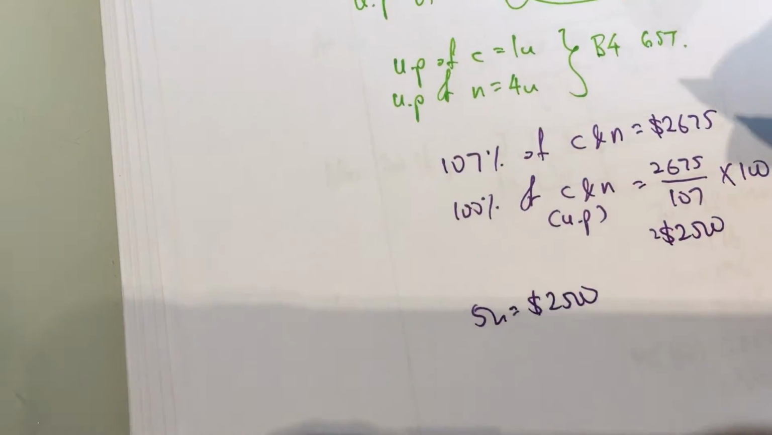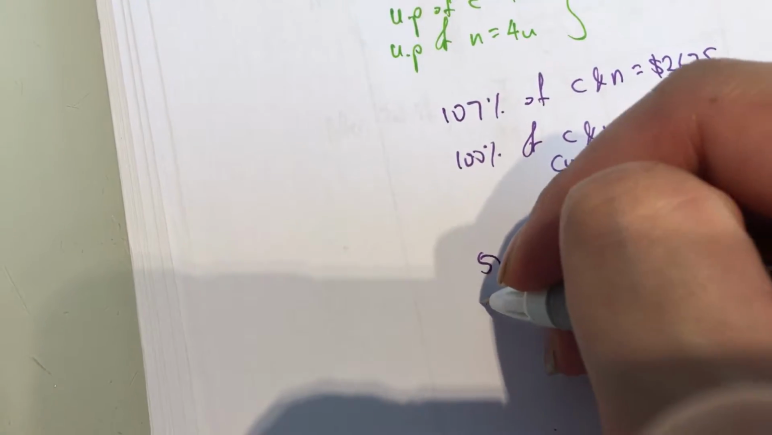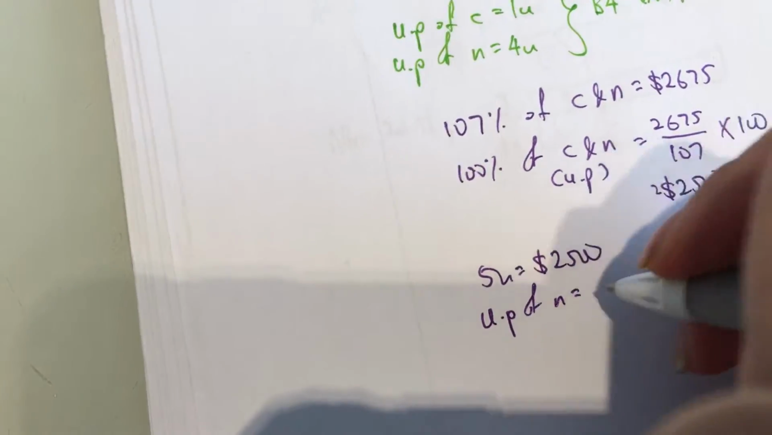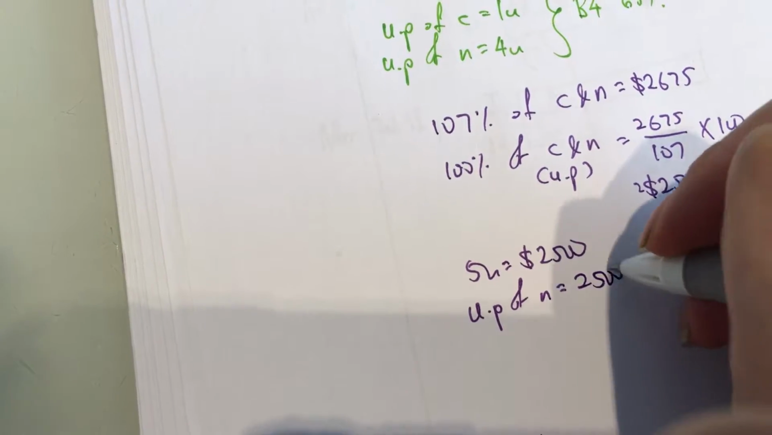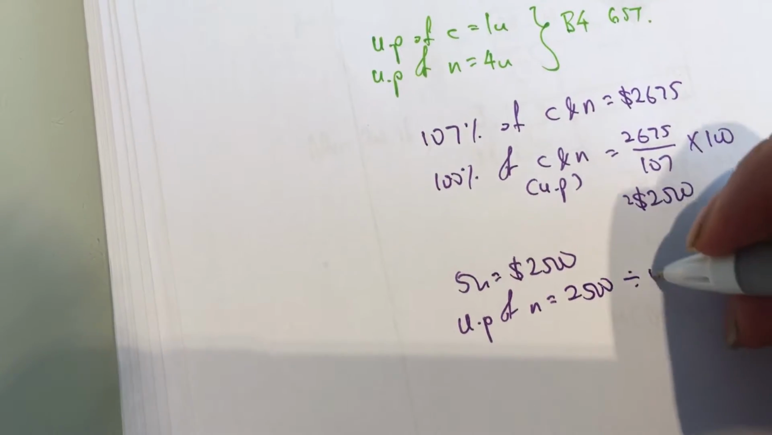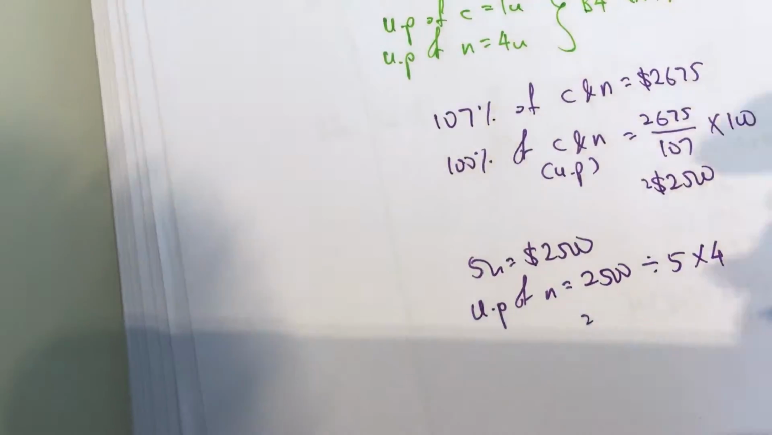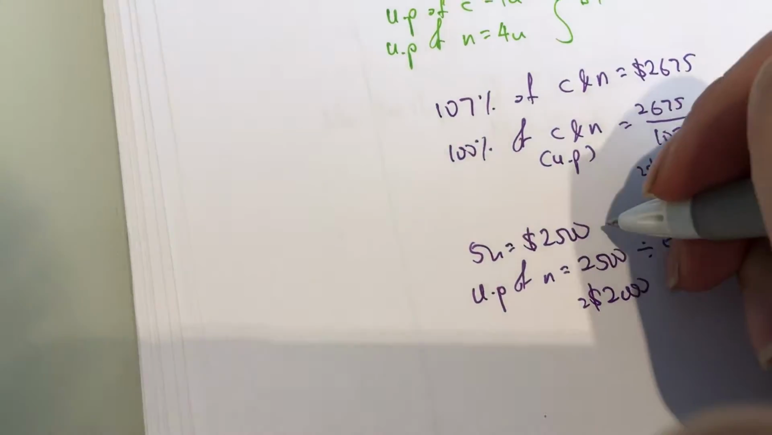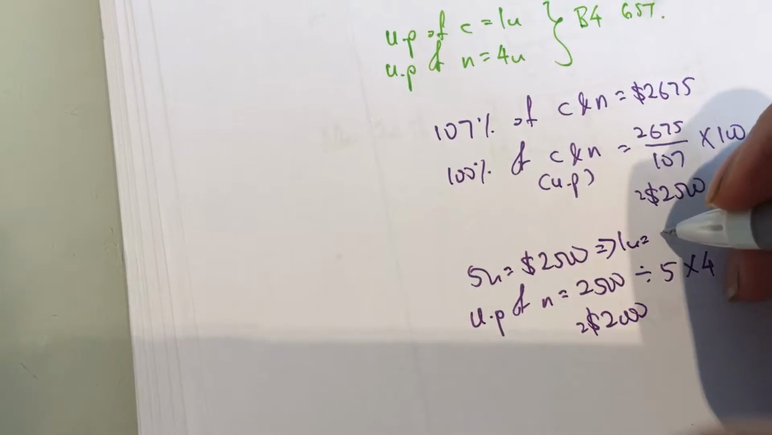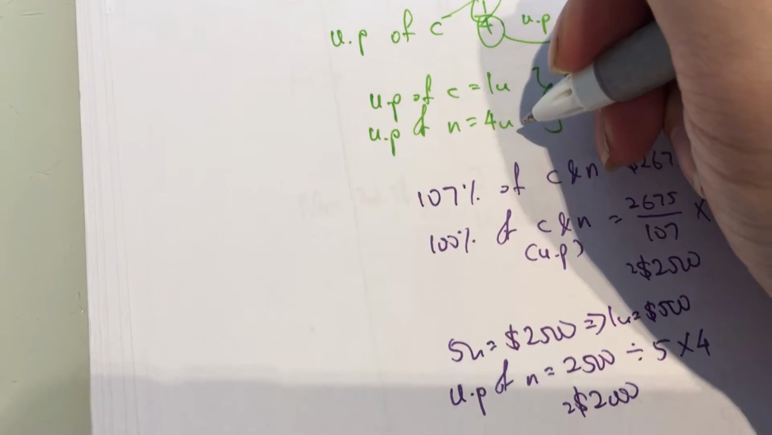Yeah. So what is the cost of the notebook with the GST? So now, usual price of the notebook will be 2,500 divided by 5 to find the value of 1 unit, and times 4. So it is $2,000. Because here you can actually find the value of 1U, which is $500. So you can just times 4 because in this case it's 4 units.